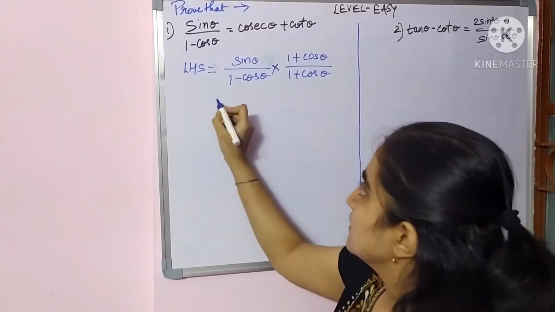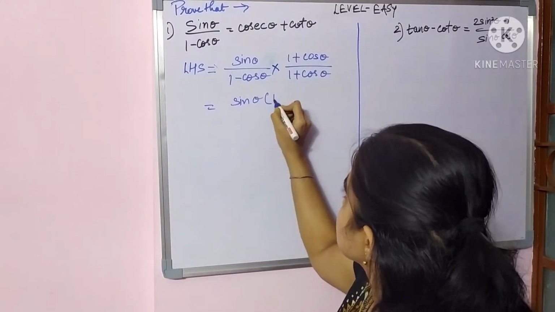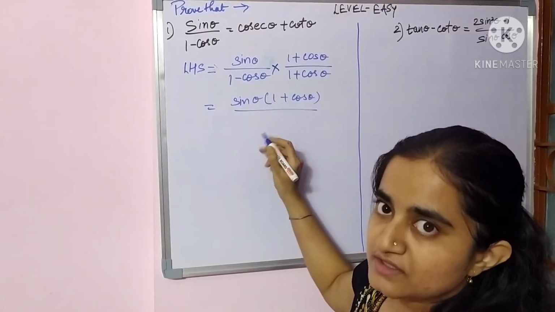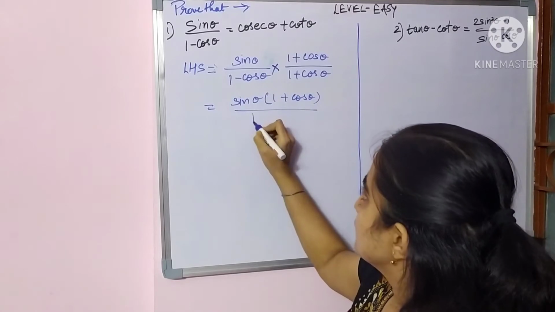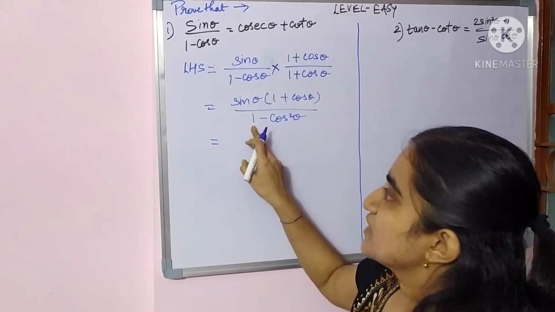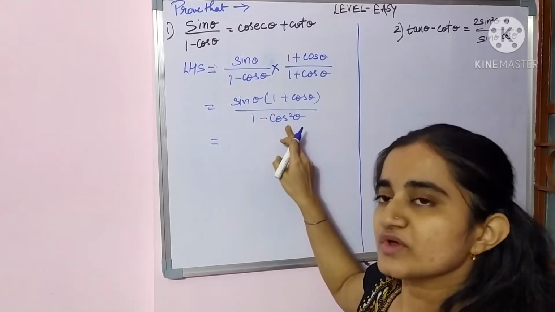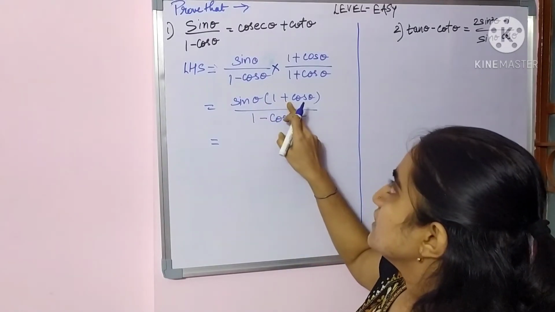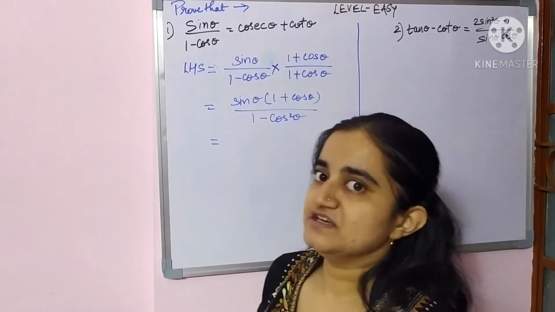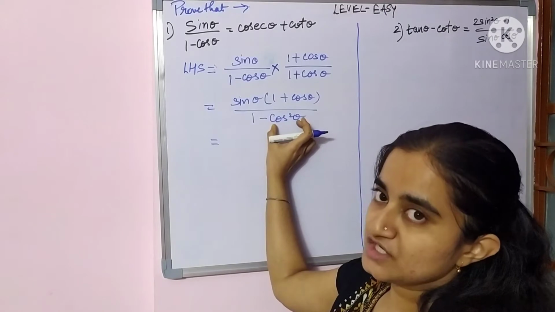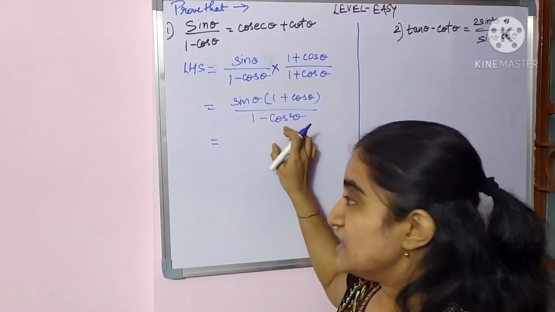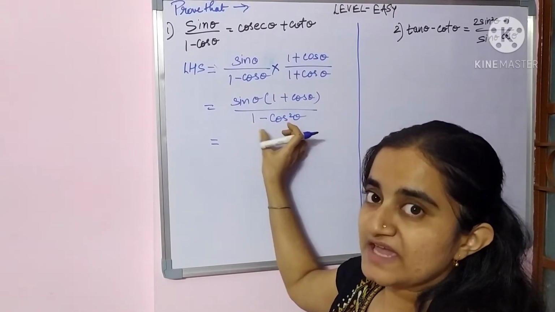Now how can we solve this part? It's very easy. 1 minus cos theta, 1 plus cos theta: A plus B, A minus B. So it will be A square minus B square. A square, that means 1 square is 1, minus B square, cos square theta. Now sin theta into 1 plus cos theta upon 1 minus cos square theta. Now we can apply identity here, because we have that square part in the denominator. This was missing here, so we achieved this part.